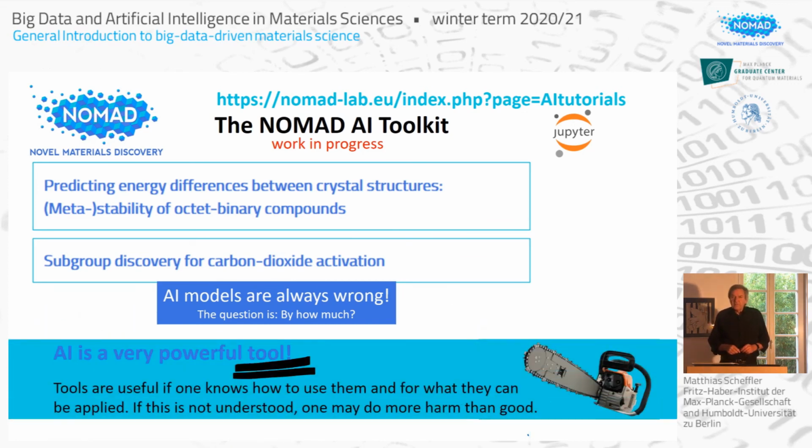AI is a very powerful tool, and I underlined here the word tool. It is a very powerful tool, like a chainsaw, as an example. What I mean by this is that tools are useful if one knows how to use them and for what they can be applied. If this is not understood, one may do more harm than good.